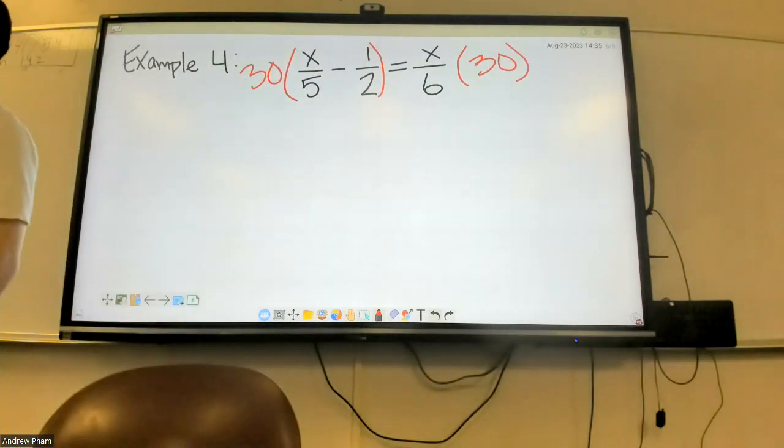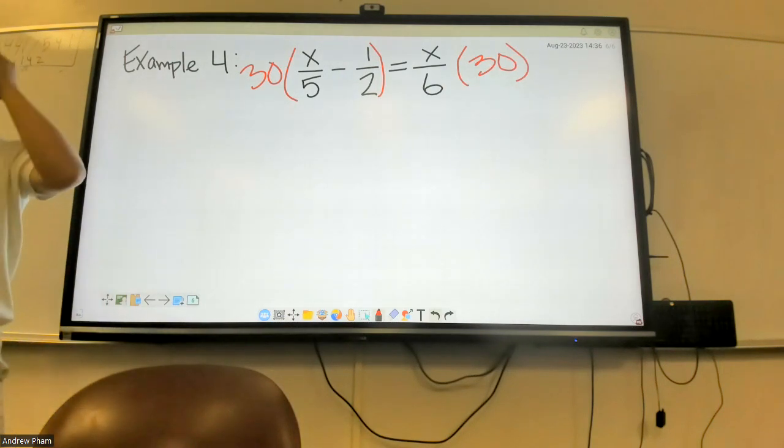I'm allowed to do this because as long as I do it to the left and the right, it's perfectly math legal. Again, I found 30 because 5, 2, and 6, they all go into 30 perfectly. You could have said 60 just by saying 5 times 2 times 6. That would have worked as well. It just means that you probably have an extra step later on. All right, so let's see what happens.